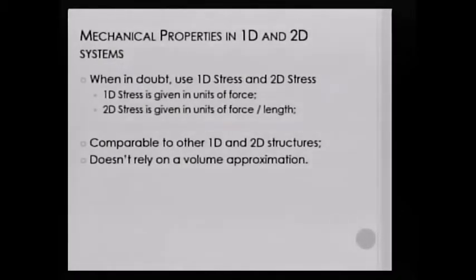And analogously, we can have the 2D stress, which is force over length. So you have a force necessary to break a nanosheet of, for example, 1 nanometer. So it's very comparable to other 1D and 2D structures. It's frequently available in papers and different works, and doesn't rely on this volume approximation.